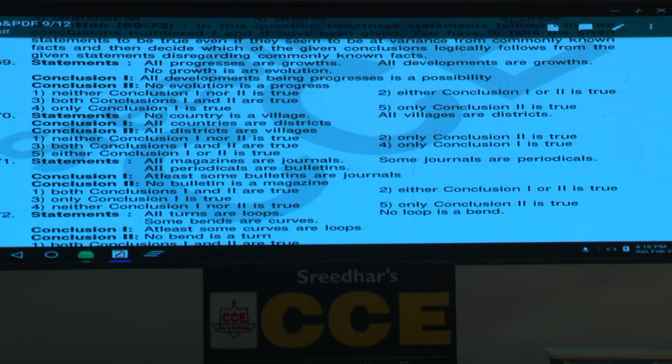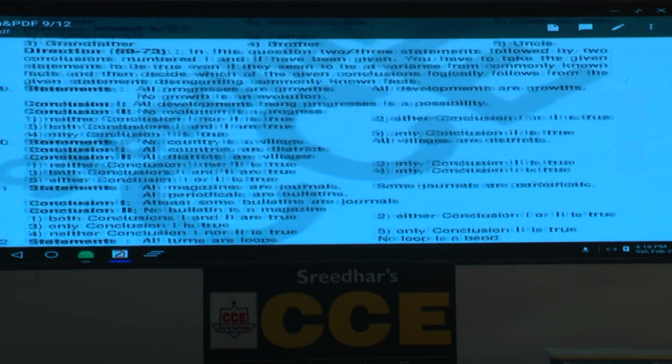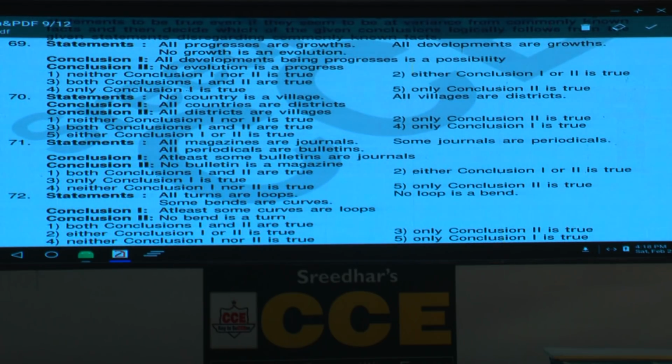Then question number 71. All magazines are journals. All these magazines are journals can be written like this. And some journals are periodicals. Now these are the journals which are periodicals. All periodicals are bulletins. All these periodicals are what? Bulletin. Now this is the basic diagram.